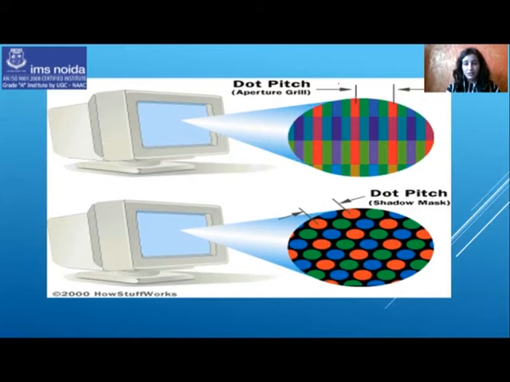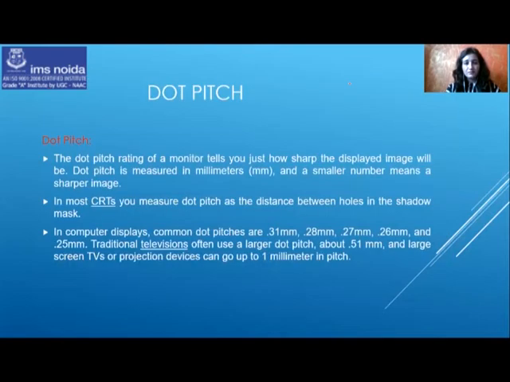As you can see here, suppose these are the colors, a red color and a red color, and the dot pitch is found between similar colors. Suppose this is a red color and red color, so you can say that the smaller the distance, the more the dot pitch. Red and red color: smaller the distance, more the dot pitch. Green and green: smaller the distance, more the dot pitch, right?